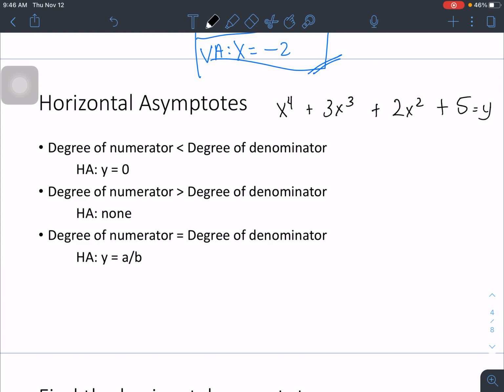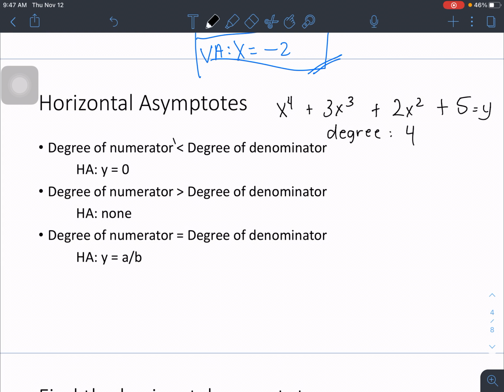In determining the degree of the polynomial, you just need to identify the exponent of the highest degree variable. So we have here the highest degree variable to be 4. Hence, our degree will be 4. Okay? In identifying the horizontal asymptotes, you just need to compare the degree of the polynomial in the numerator and the polynomial in the denominator.